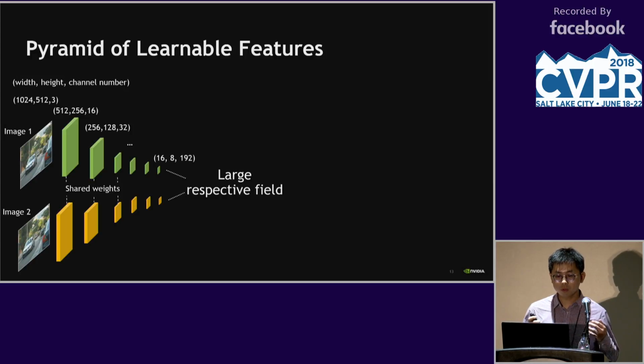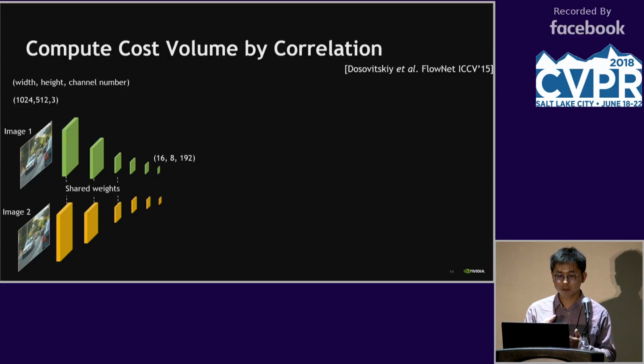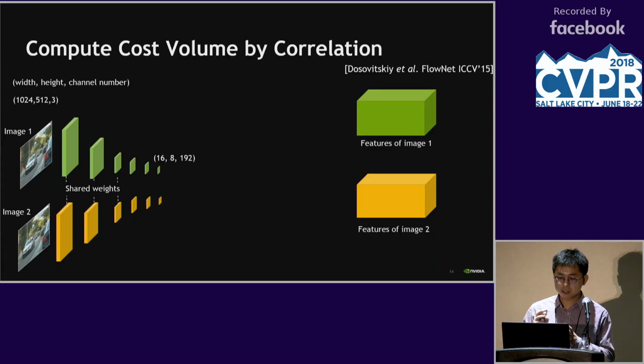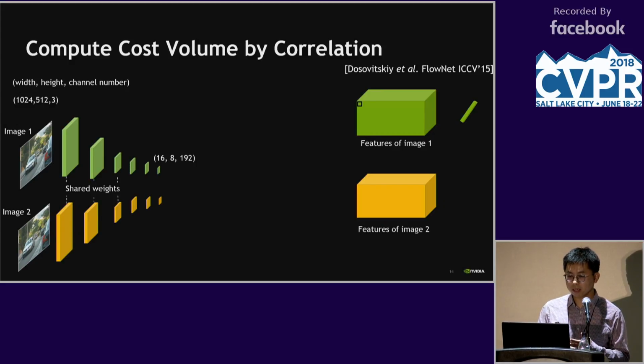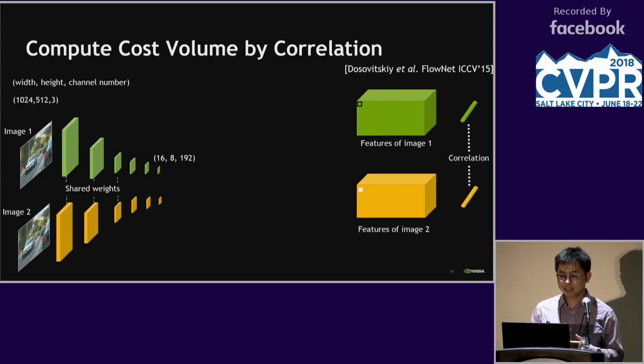And now I'm going to show how to construct the cost volume using the features. So the idea of using correlation was first introduced by FlowNet. I will use these two features to explain the idea. Suppose we pick a pixel in the first frame. This is its feature here. And then we pick another pixel in the second image. We compute the correlation. This gives us a number that shows how similar these two features are to each other.